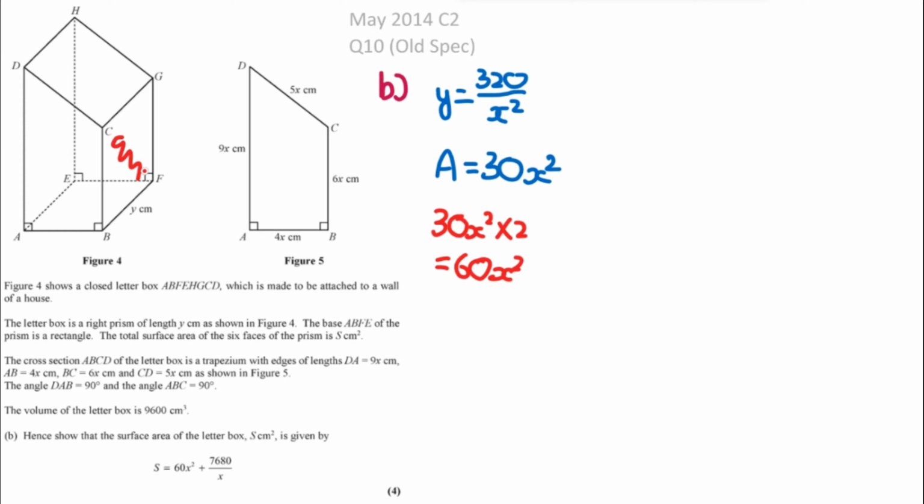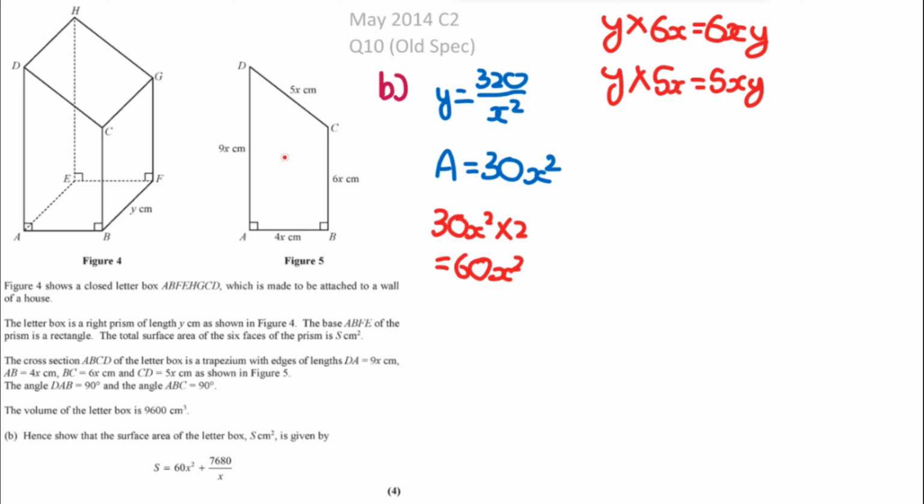So let's start with this side. The area is going to be y, because this is one of the sides, times this length here, which if you look at this diagram here, you will see that this is 6x, the length of this side. So this is going to be 6xy. Let's do this face up here. Again, it's going to be y because this is the length of it, times this length here, which is equal to 5x. So this is equal to 5xy.